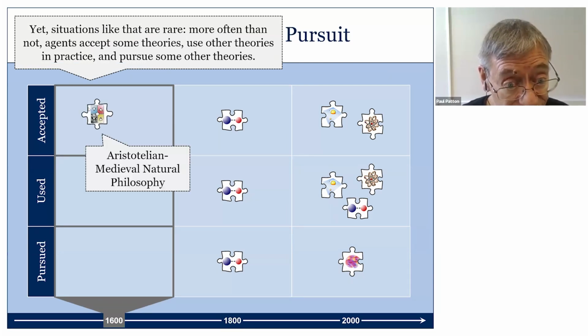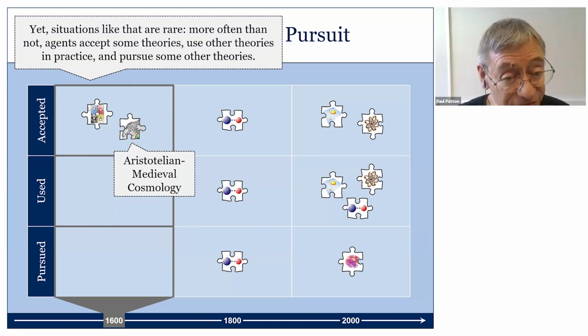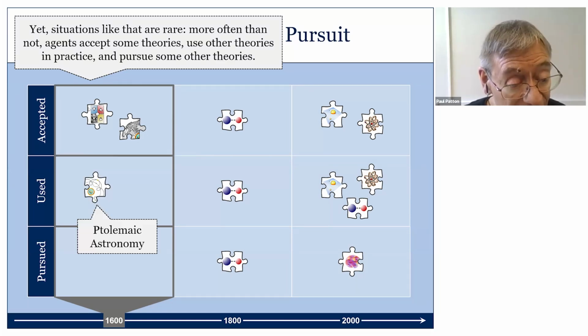The accepted theories of that time, the best available description of the natural world, was taken to be the Aristotelian medieval natural philosophy with its four elements and their properties: hot, cold, wet, and dry, and the concentric spheres of fire, water, earth, and air. The Aristotelian medieval cosmology with a central Earth and the celestial spheres surrounding it out to the most distant sphere of the fixed stars. Those theories were accepted.